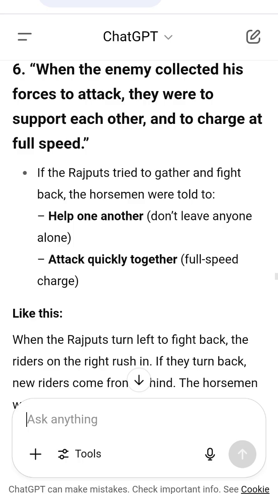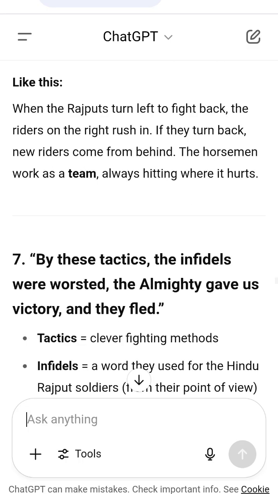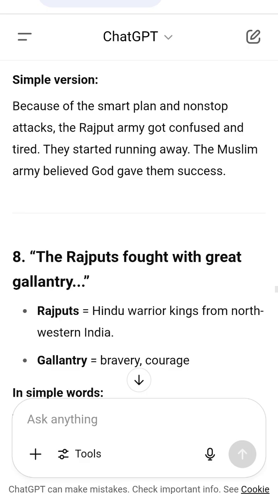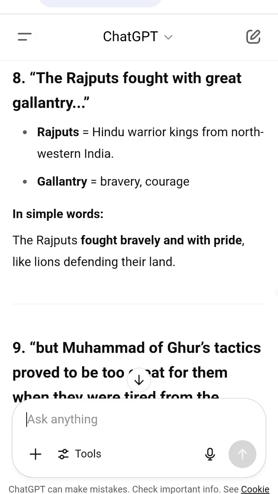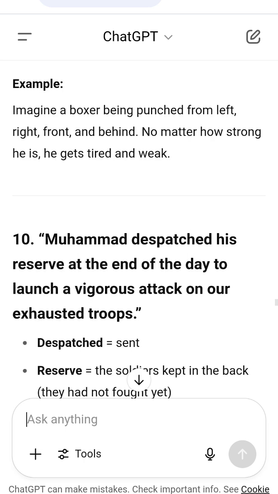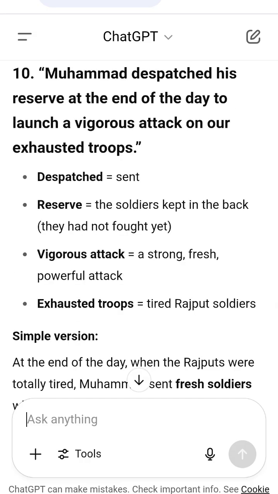What happened in the battle? The Rajputs fought bravely. They were tough warriors and had a history of defending their land with pride. But because of the constant attacks from all sides, they became exhausted. They didn't get a chance to fight back properly because they were being shot at from everywhere. At the end of the day, when the Rajputs were tired and worn out, Muhammad of Ghur sent in his reserve forces, fresh, strong soldiers who hadn't fought yet. This final wave of attack was too much even for the brave Rajputs. Their army started to break and run away.